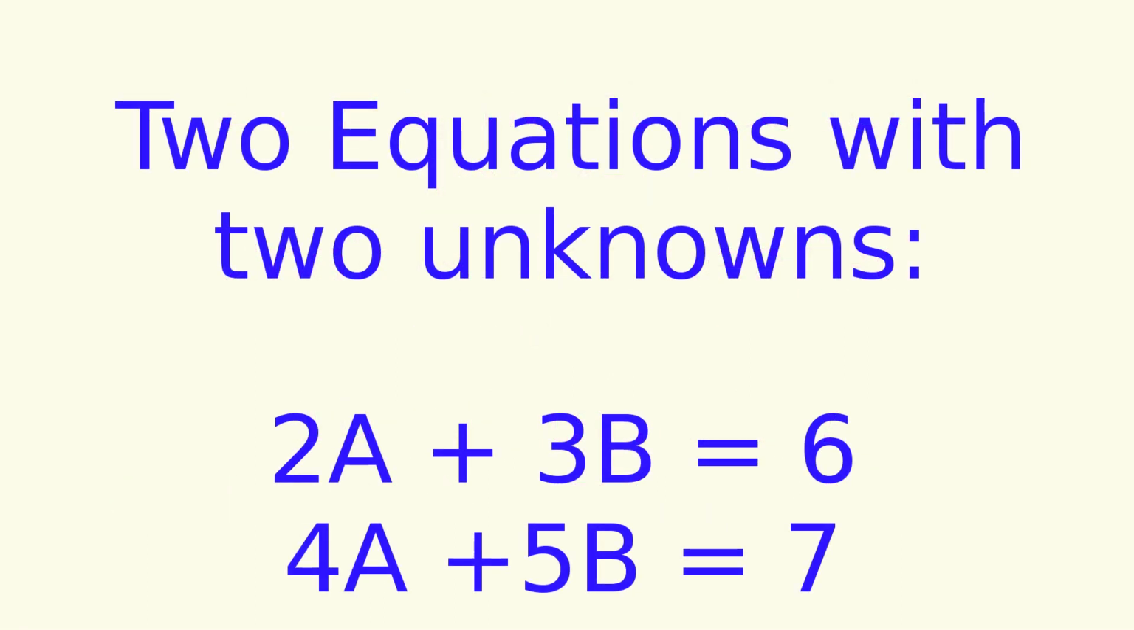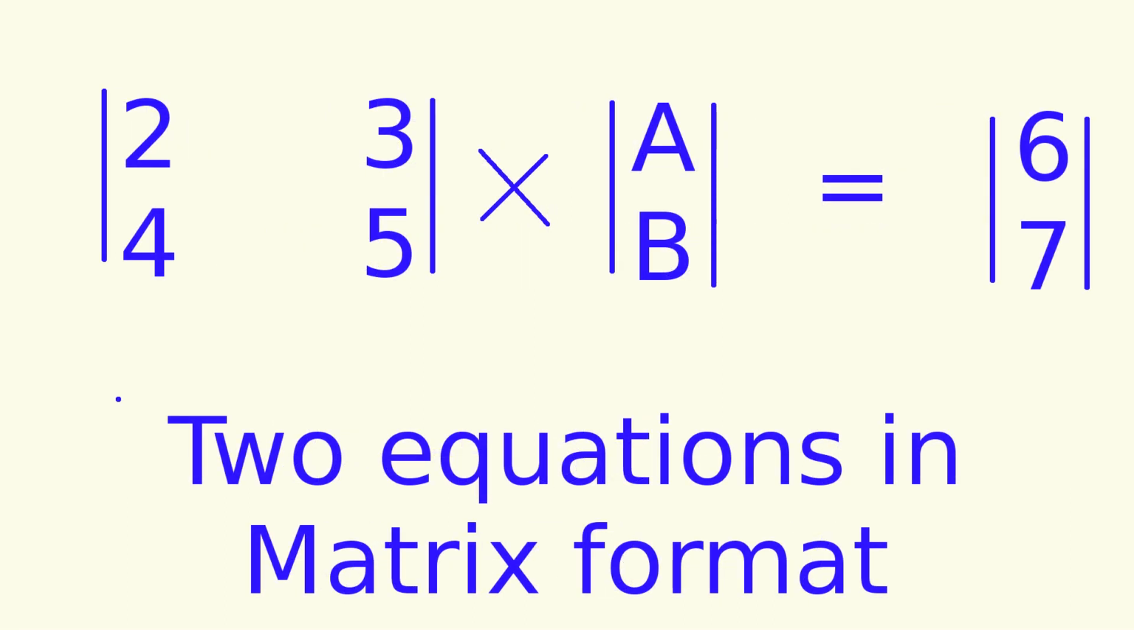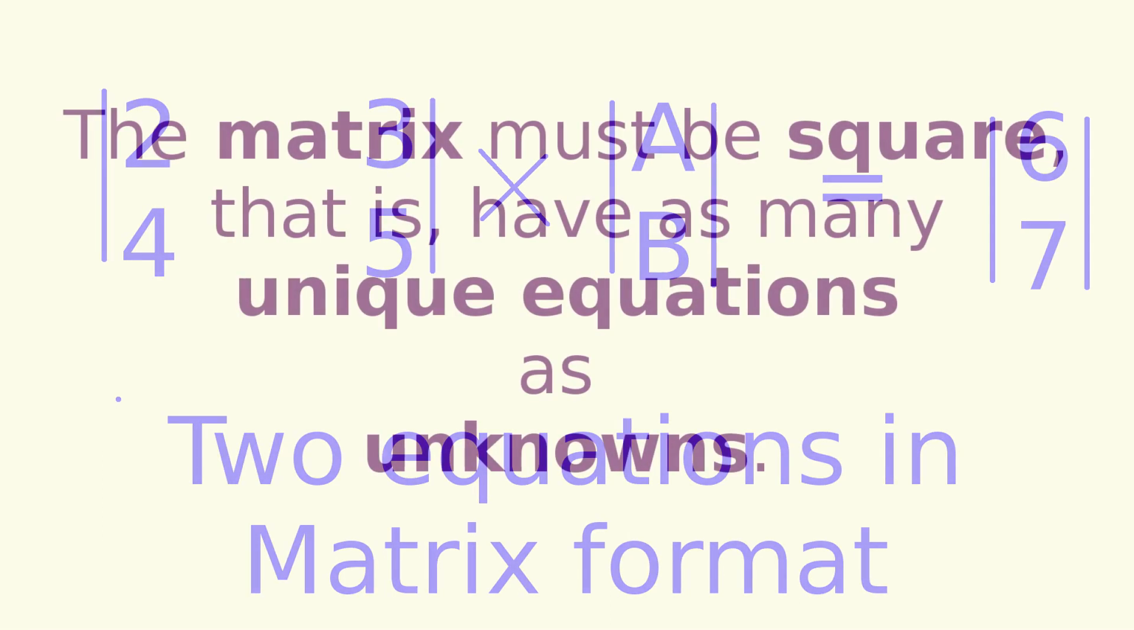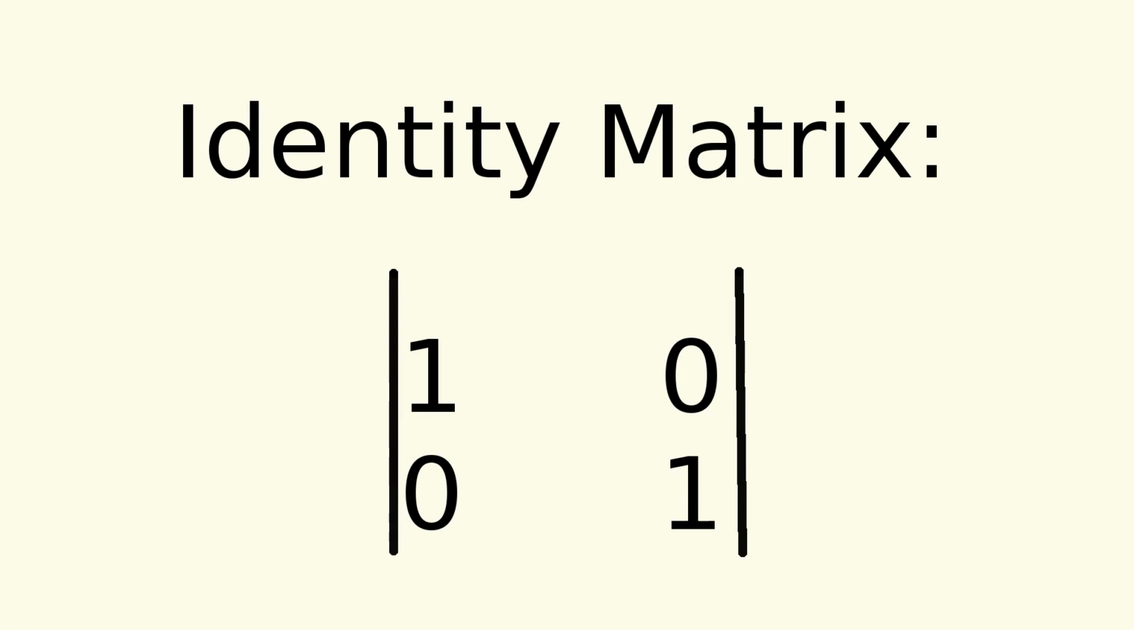Here are a couple of example equations in standard form. Here they are in matrix form. To get the matrix form, place all coefficients of unknowns in order on one side and all the associated numbers in a column matrix on the other. The coefficients of the unknown terms form the square matrix. The matrix must be square, that is, have as many rows as columns, or as many equations as unknowns. By the way, this is the identity matrix for 2 equations.